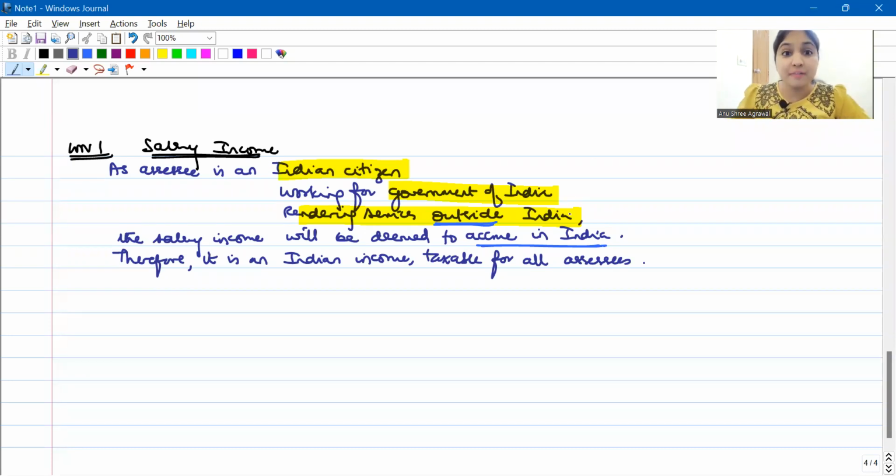Please notice the steps. I first concluded it is accruing in India. On that basis, I concluded it is an Indian income. On that basis, I concluded it is taxable for all assessees.